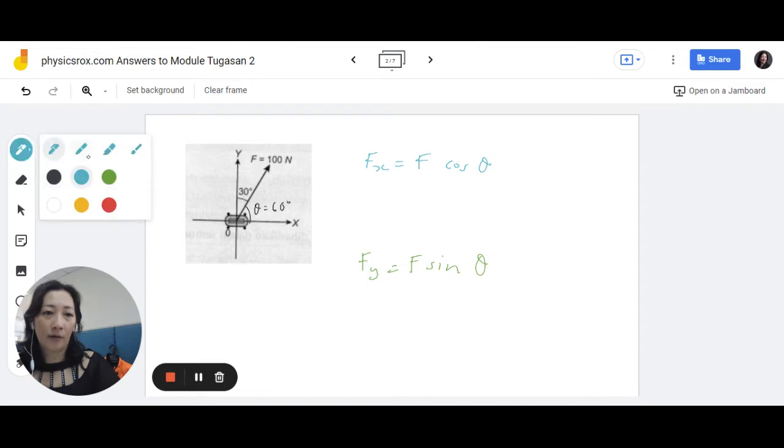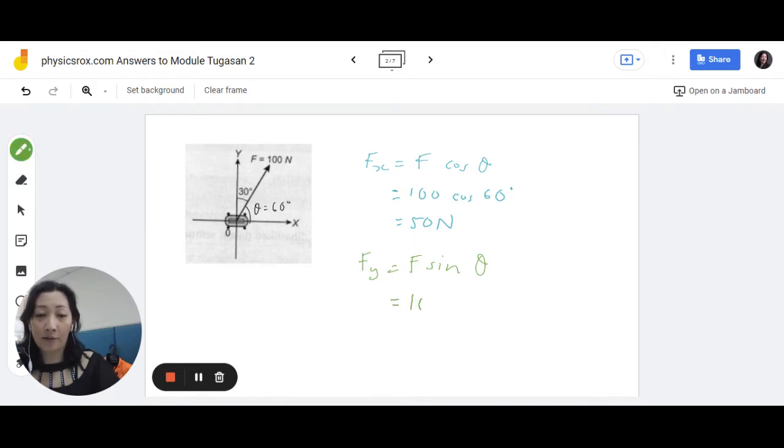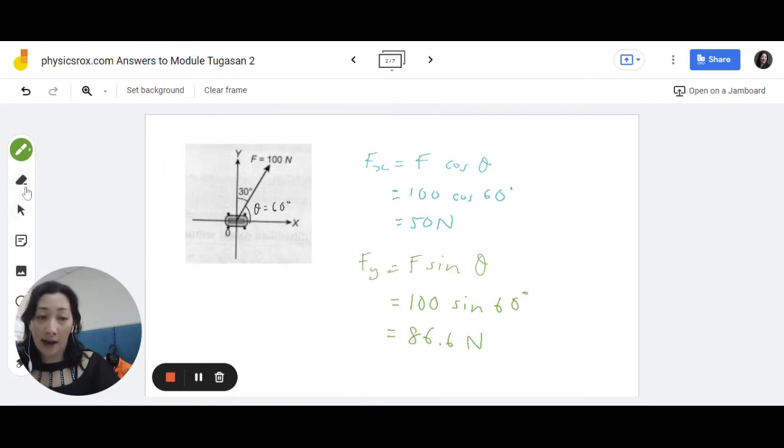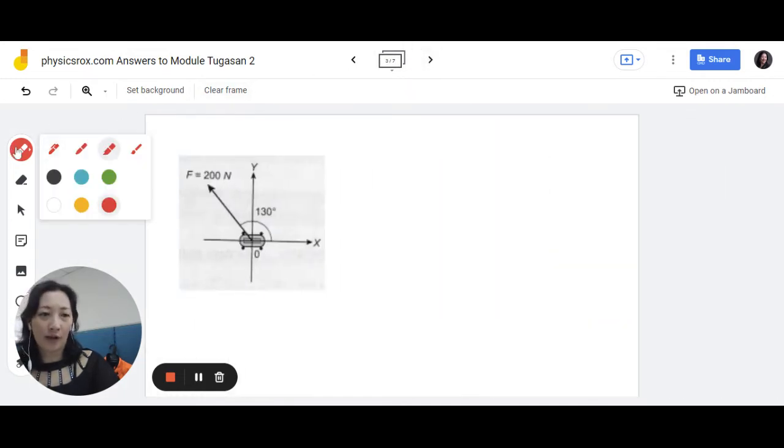If you solve this, you would get 100 cos 60. Cos 60 is half, you get 50 newton. If you solve F sine theta, you substitute the values, 100 sine 60. Sine 60 is 0.866. That gives you 86.6 newton. And if you compare, you'll still get the same answer, because as long as you use the correct angle and the correct functions of sine and cos, you will get the correct answers. And that's how you solve question 1A. Moving on to the next question. This is question 1B.